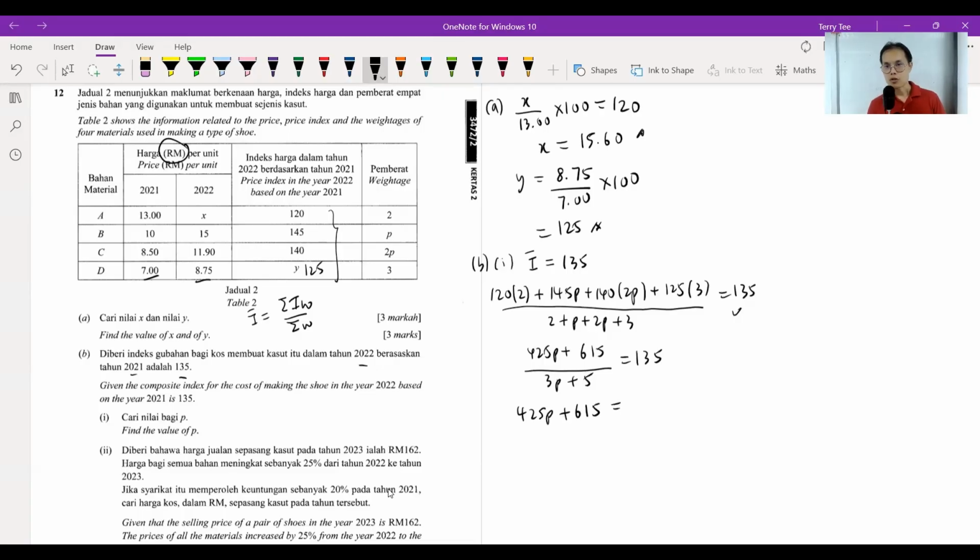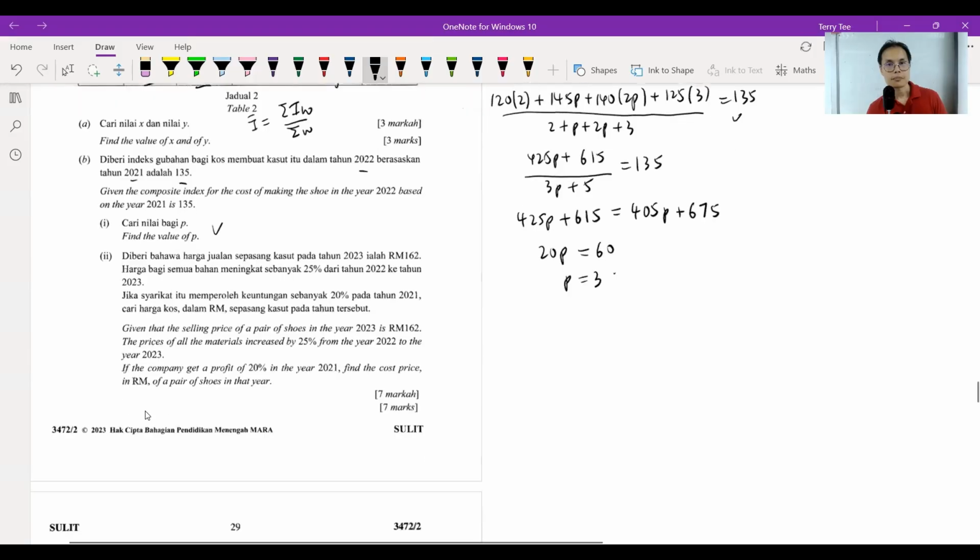615. 3 times 135 is 405P. 5 times 135 is 675. So bring over 20P. 675 minus 615 is 60. P is 3. Okay, so I got the value of P. All right, let's move on.